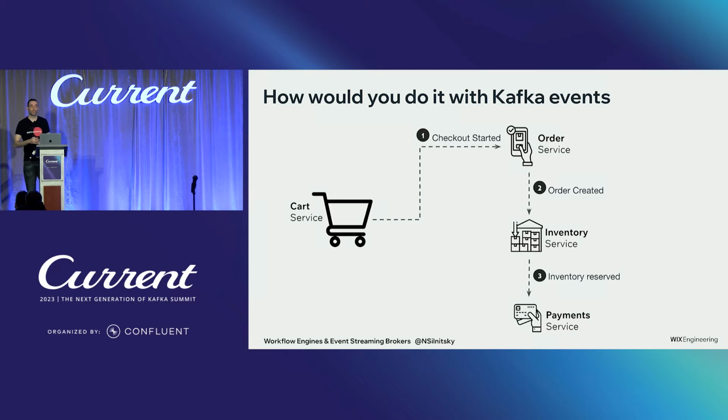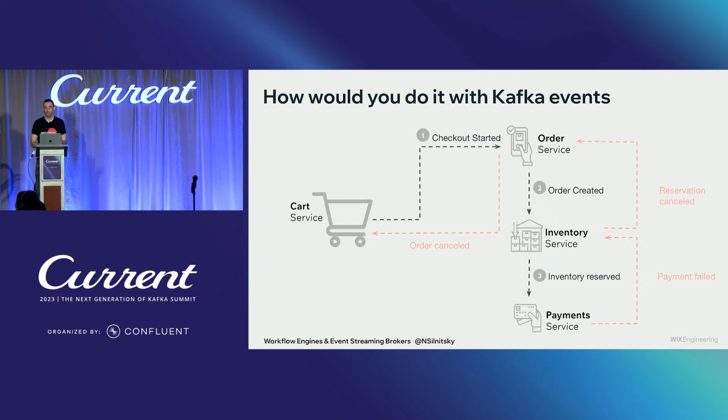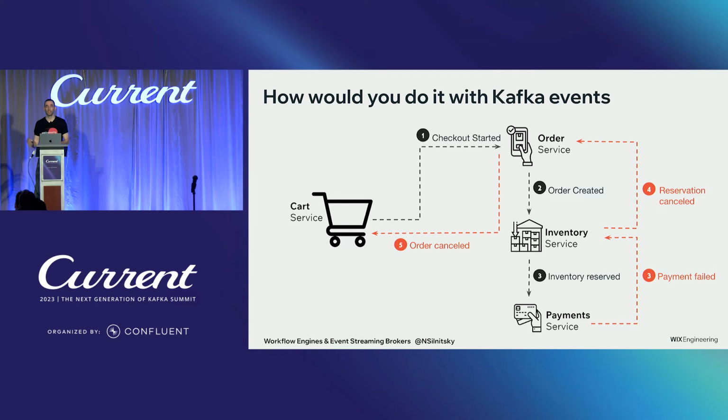So how would you do this with Kafka events? Basically, you'll have each microservice in turn consume the previous event, process it, and produce the following event. So checkout started, it was instigated, order service processes it, creates the order, emits the event, and so on and so forth. And in terms of compensation in case of failure, we'll basically get this process in reverse.